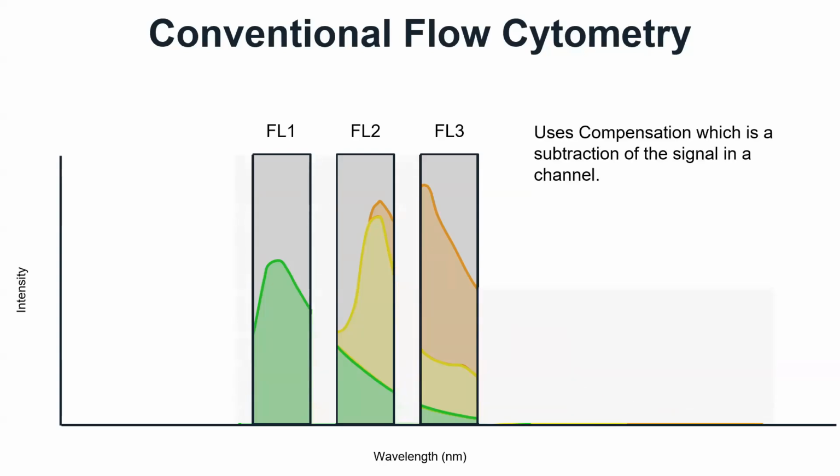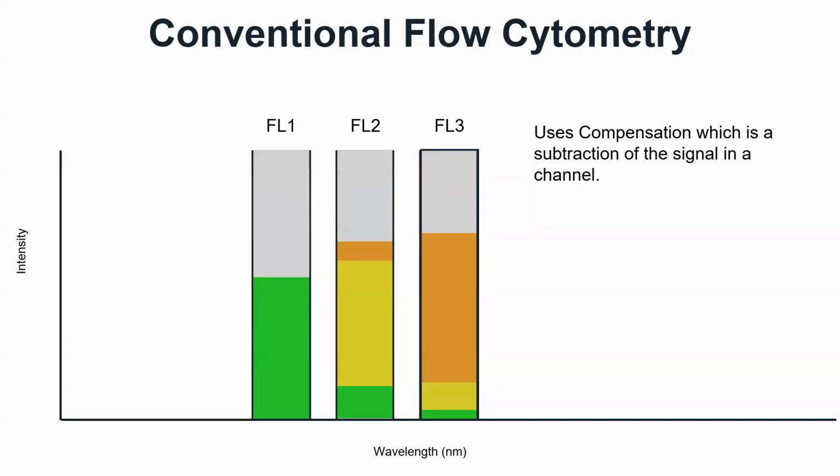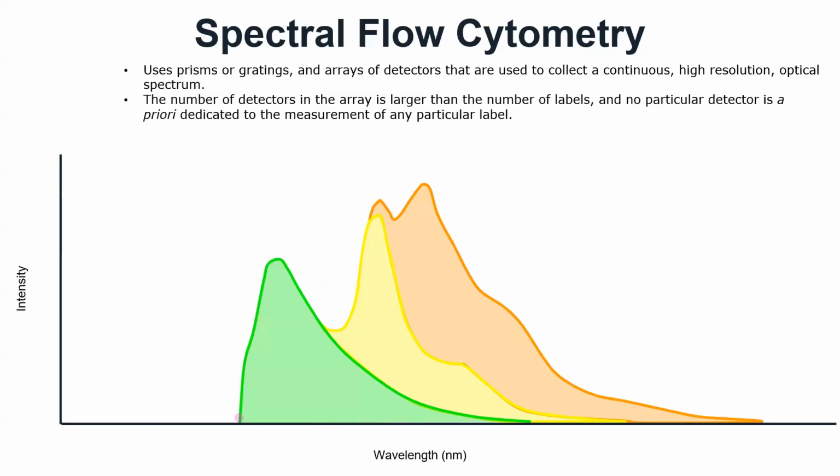Now with compensation, you're subtracting all the light that's not in the filter, and you're only seeing what's in the channel. What we do with compensation is use a subtraction of the signal to the channel so that we have just green light in FL1, just yellow light in FL2, and just orange light in FL3. And that subtraction is then taken away. So what you're getting is just the detector light and a subtraction of anything else that is overlapping into it.